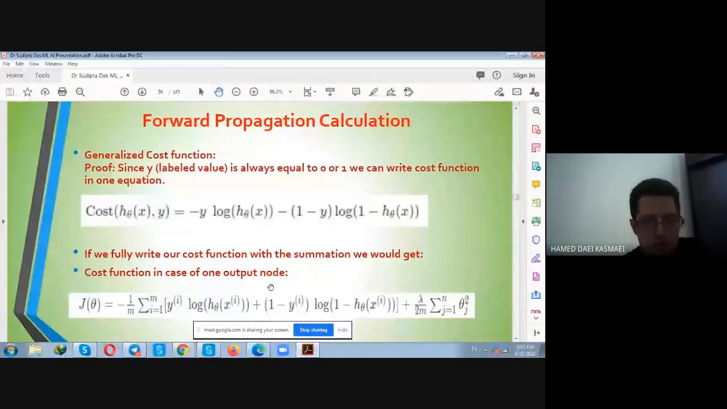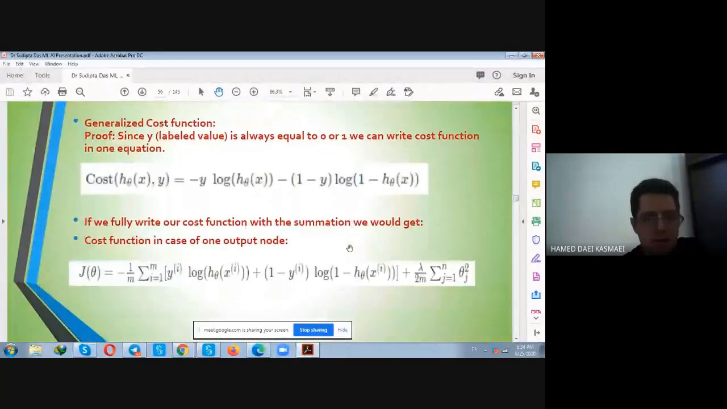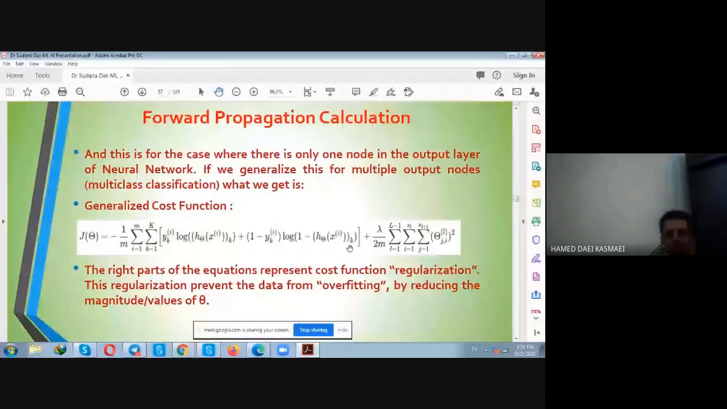This is J(theta) equal to this function that you see here. That is the generalized format for the forward propagation calculation. Again, you will see here the generalized cost function for multi-class classification. This is only for the case where there is only one node in the output layer of the neural network. If we generalize this for multiple output nodes, multi-class, we get the generalized cost function in this form.